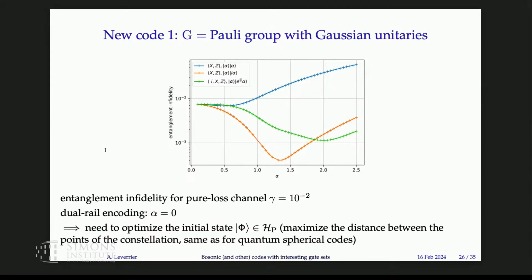So here you need to optimize your initial state. And the rule of thumb to do that is really to maximize the distance between the points of the constellation, same as for quantum spherical codes. Okay, so you can do this.